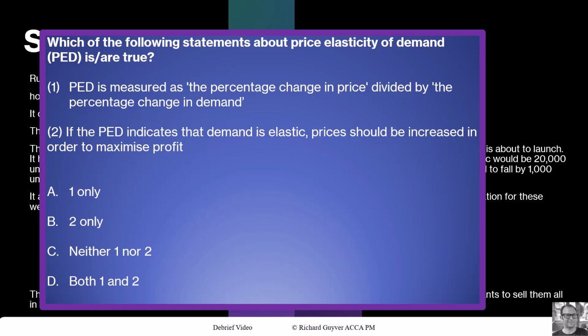2, if the price elasticity of demand indicates that demand is elastic, prices should be increased in order to maximize profit. If we've got elastic demand, that indicates that customers are sensitive to price changes, which means a small change in price leads to a disproportionately larger fall in demand, and that leads to a negative impact on total revenue. So once again, the opposite is true. If demand is elastic, we shouldn't be increasing prices in order to maximize profit. So both of these are false.